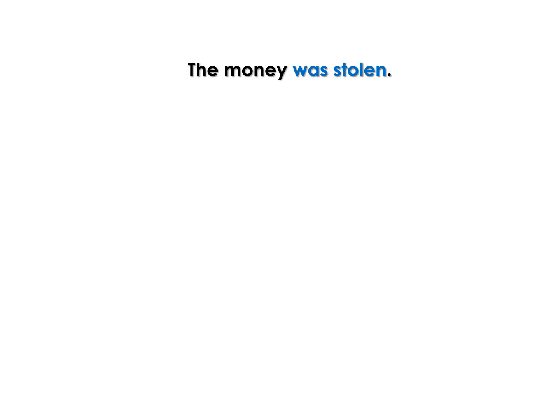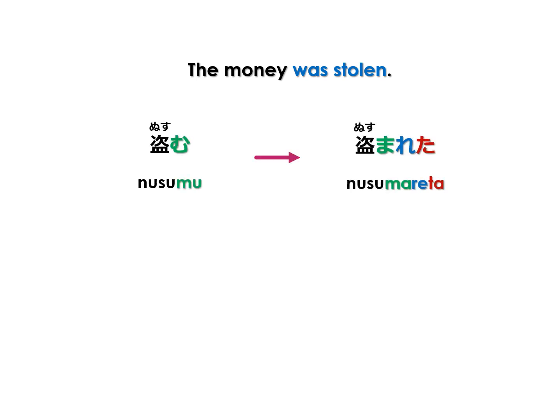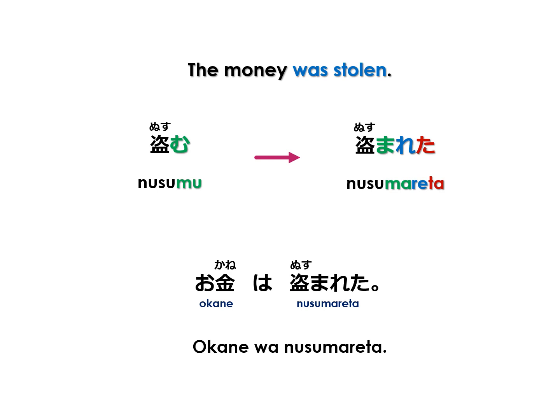Sometimes the doer of the action is unknown, like in news reports, so the passive sentence is very useful. For example, the money was stolen. There's really no other way to report it because we often don't know who the thief is. To steal or will steal is nusumu. Past tense passive is nusumareta. And so the whole sentence: okane wa nusumareta. You often hear this in the news.